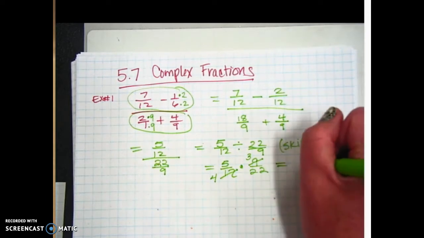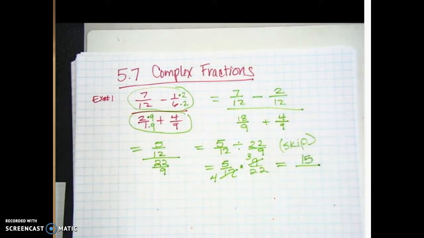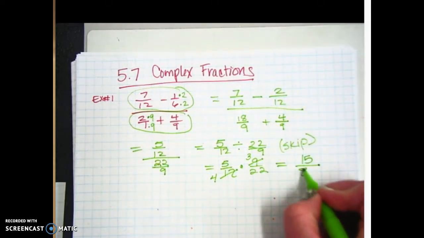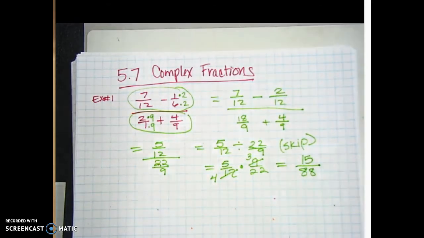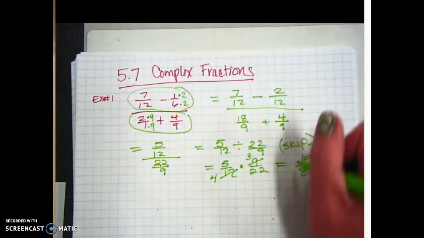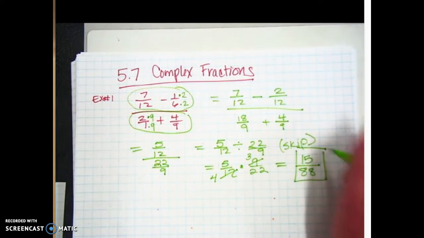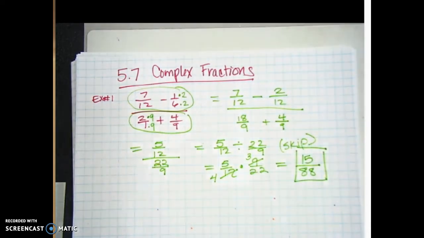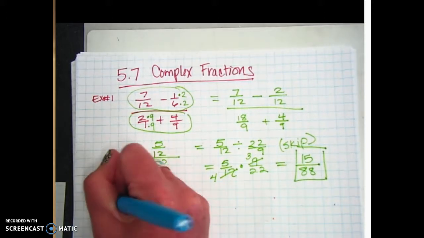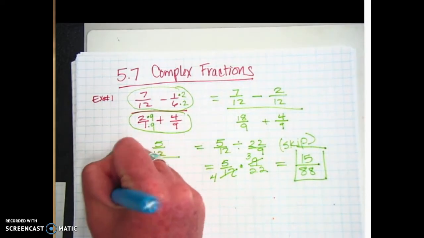So 5 times 3 is 15. 4 times 22 is 88. Double check it one more time, see if you can reduce any more, and you're good. Right? Any questions on example number 1? Okay, now let's throw some algebra in there. Okay.